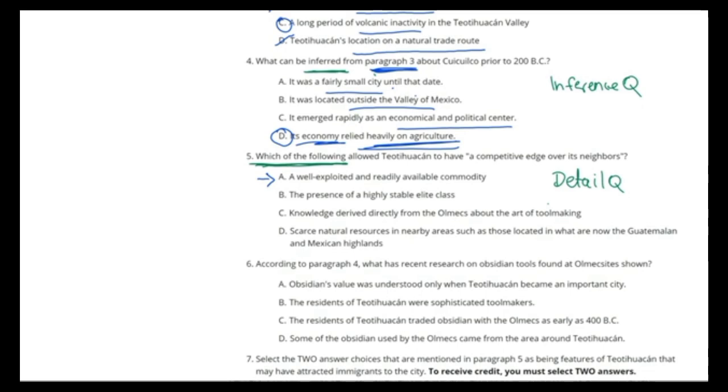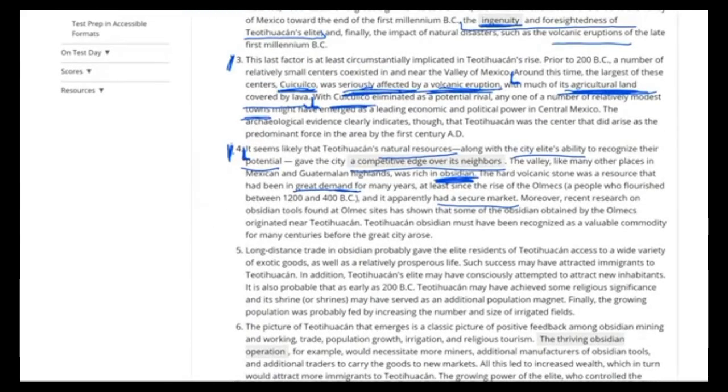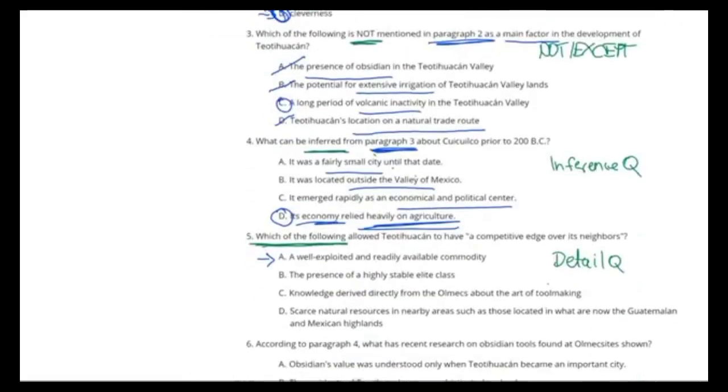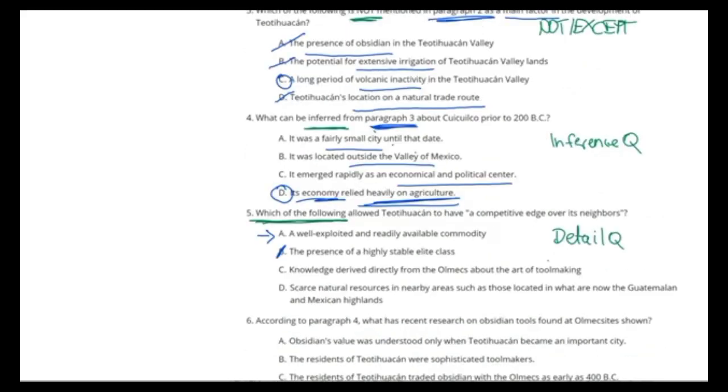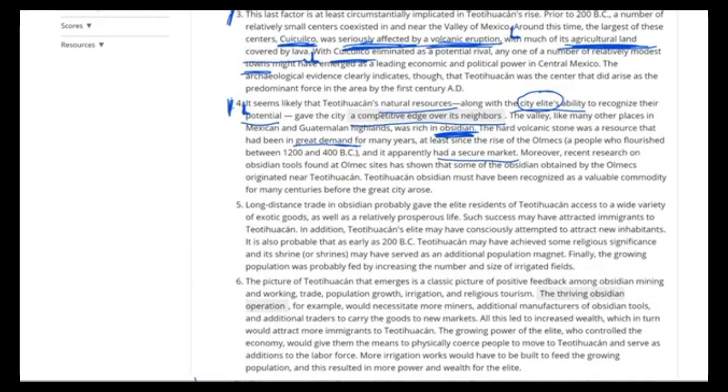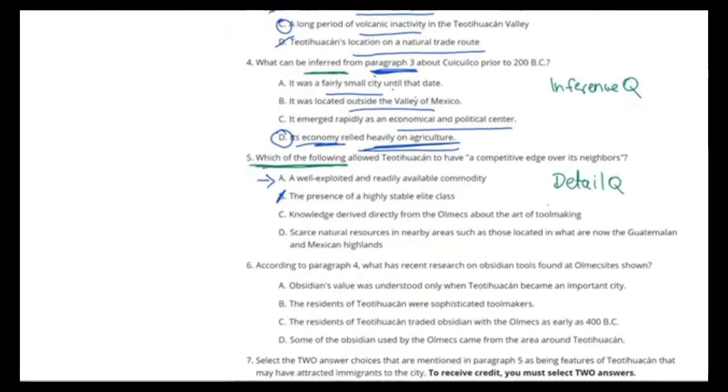Let's go on with the others and have a look whether we can eliminate them. B talks about the presence of a highly stable elite class. If you remember this, they talk about the city's elite here, but they don't talk about the fact that the presence of the elite gave Teotihuacan a competitive edge over its neighbors. No, it was the city elite's ability to recognize a potential and not the presence of the elite. So B is out, okay? Knowledge derived about tool making. They talked about tool making here, but this was in a different context. So they talked about obsidian tools found at Olmec sites, but they didn't talk about tool making. Okay, C is also out.